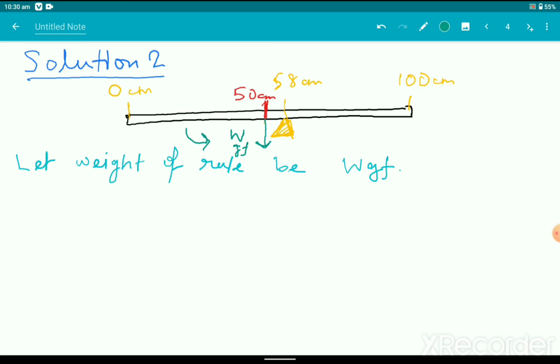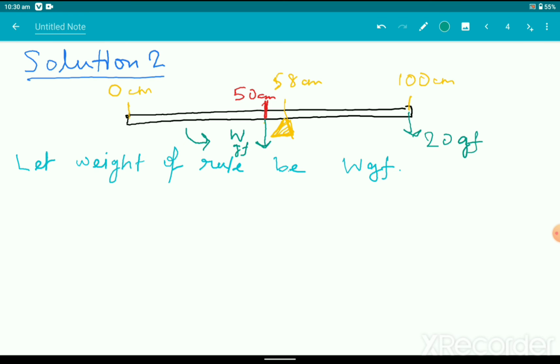So I need to balance it. The weight is already causing the meter rule to rotate in the anti-clockwise direction. So in order to balance it, I have to put the weight 20 GF on this side. So I think the concept is clear, how you can determine on which side the 20 GF weight must be suspended. Okay, fine.